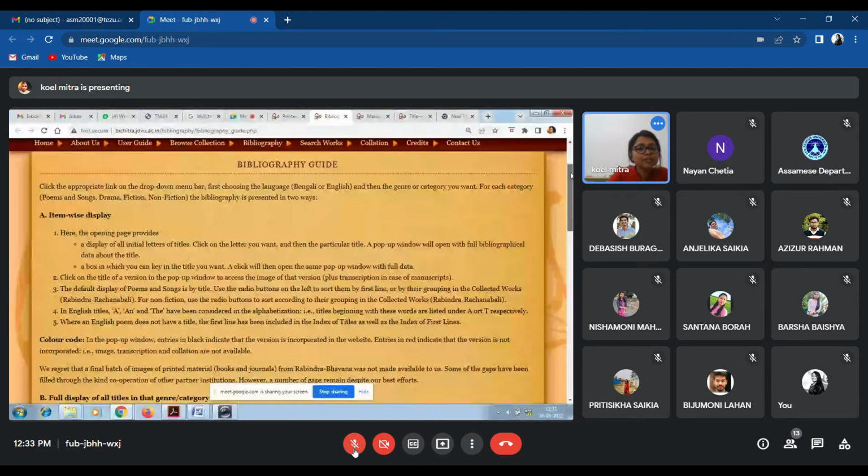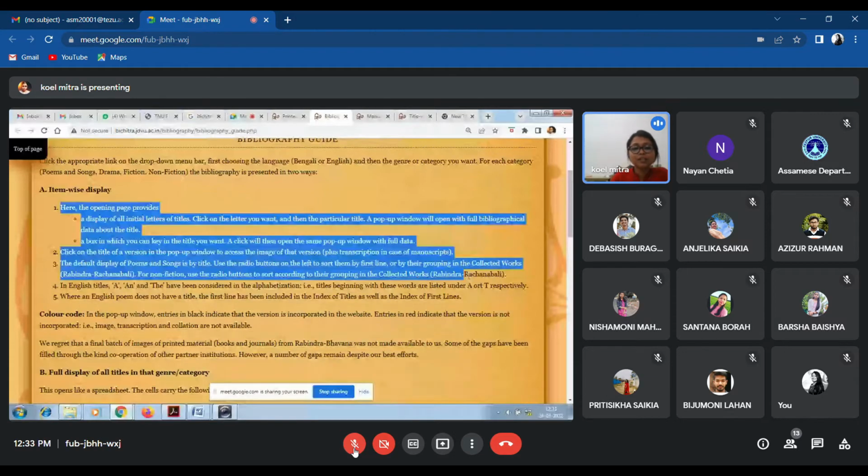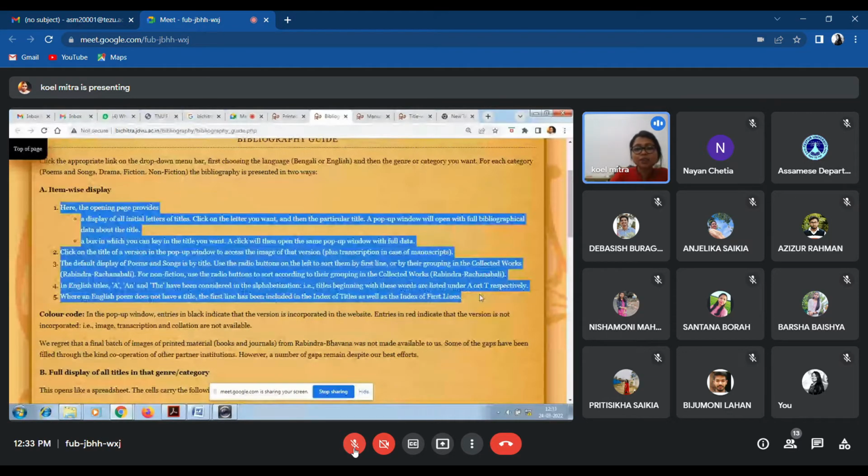When you open a certain page, the opening page displays initial letters of titles. Click the letter you want and then the particular title. And now we'll see how it works here. This you have already seen.